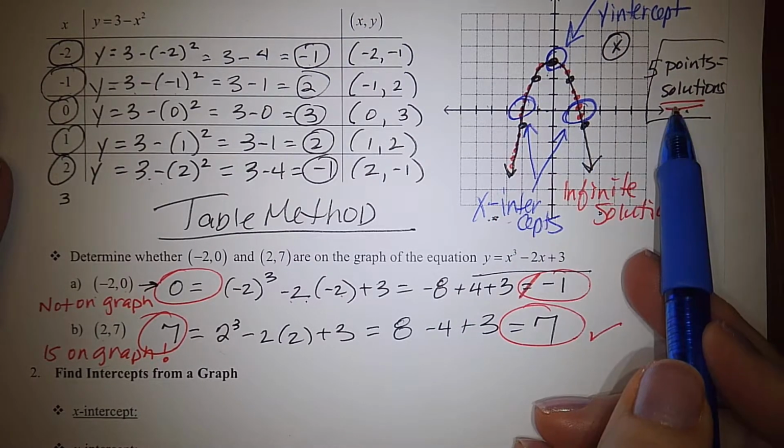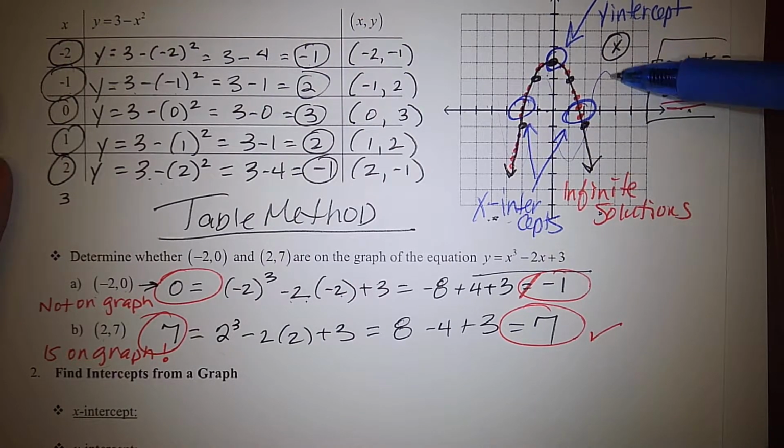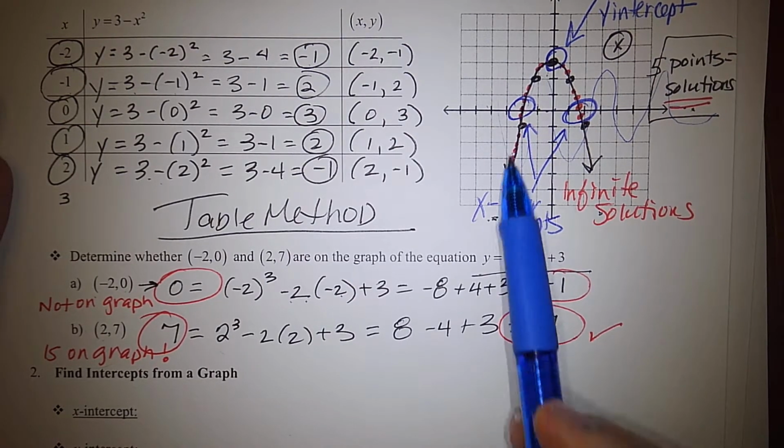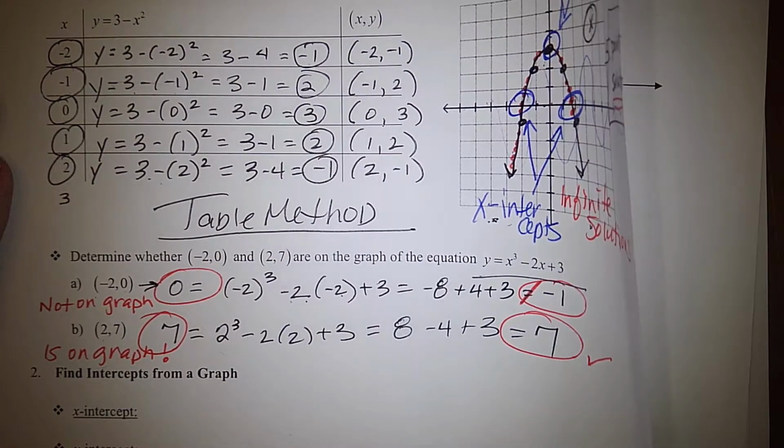You can have many x-intercepts. If this was a sinusoidal function, it would go up and down infinitely forever. And you could see that that would have an infinite number of x-intercepts. So there might be more than just 1 or 2.